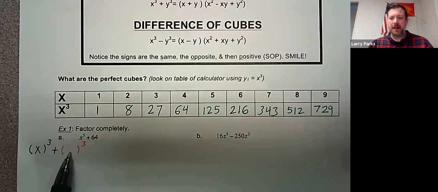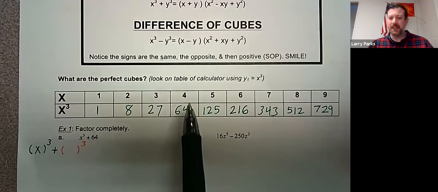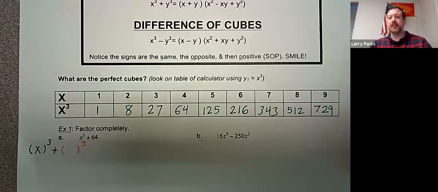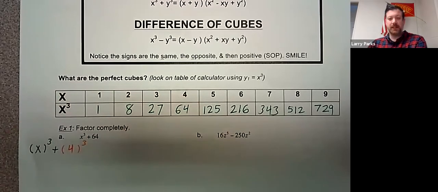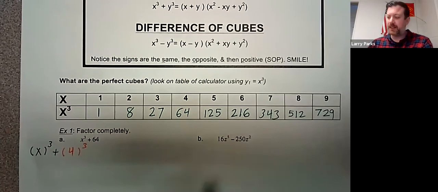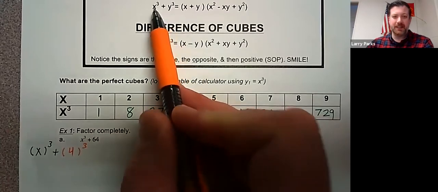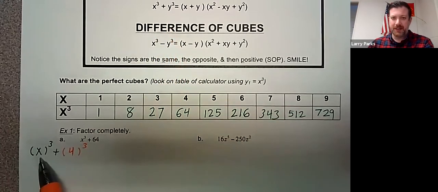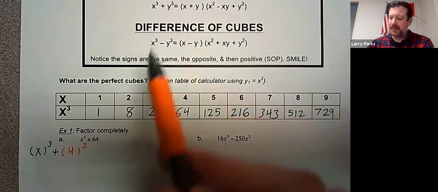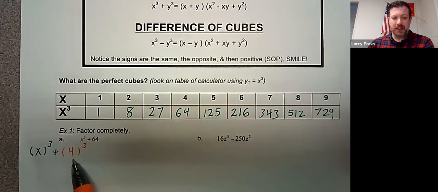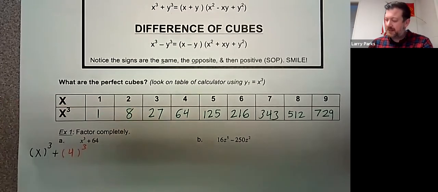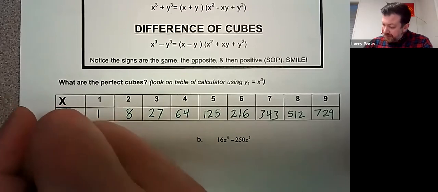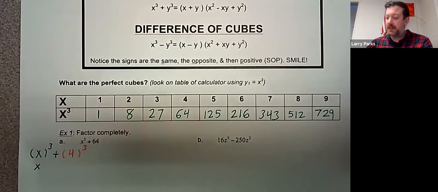Now here, what number to the third is 64? Well, looky here, this little table we made makes it easy. It'd be 4. So I put 4 to the third. Okay. So what I'm going to do on this is everywhere I see an x, I'm going to put an x. Everywhere I see a y, I'm going to put a 4. Okay. And I might even put that down there just to remember that this is x. And this is y.